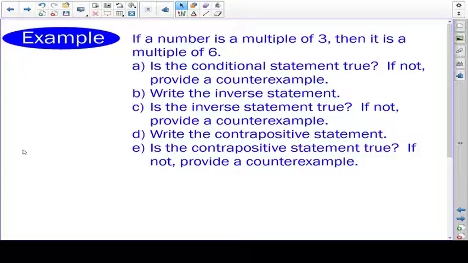Be careful. Good catch. Yeah, if a number is a multiple of 3, then it's a multiple of 6. That's right. Good call. False. 9.